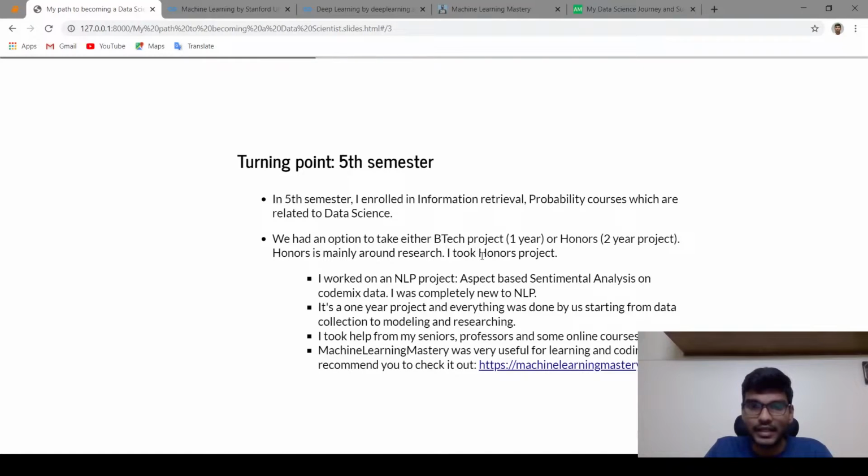And finally, I decided to take the honors project and I worked on an NLP project, which was aspect-based sentiment analysis on code-mixed data. I was completely new to NLP. I didn't know anything about that. But in that semester itself, I took information retrieval and I was just learning text-related things. It's a 1-year project and everything was done by us, starting from data collection to modeling. And we did a lot of research when we were doing this project.